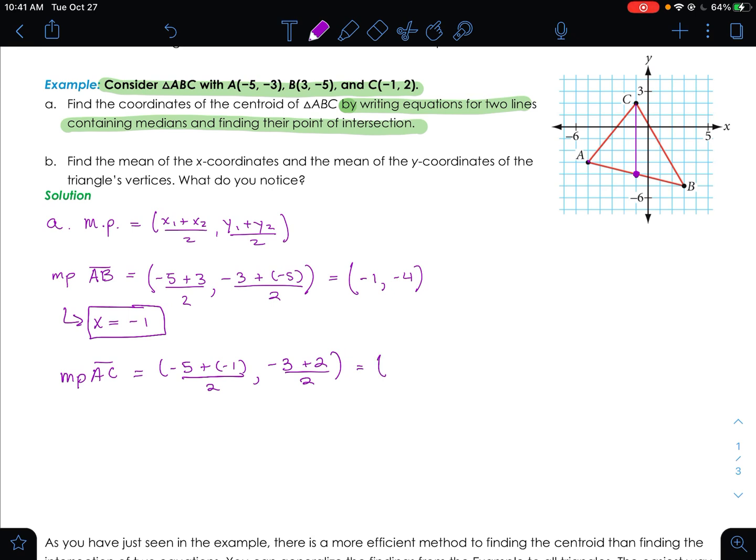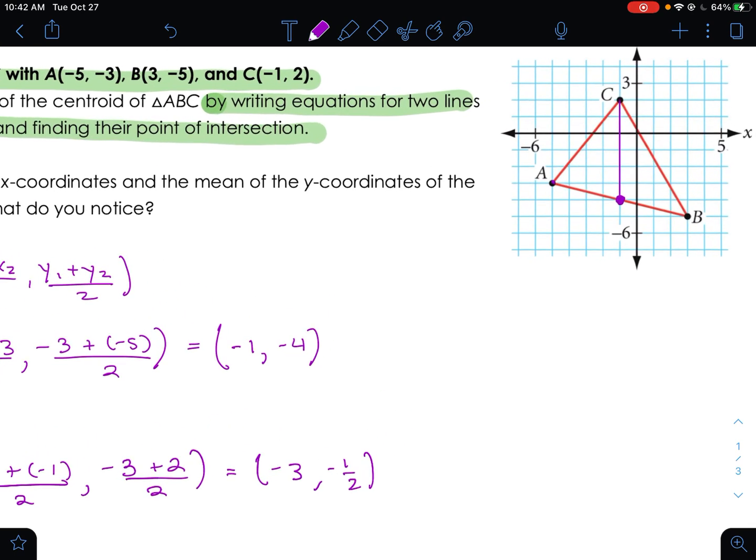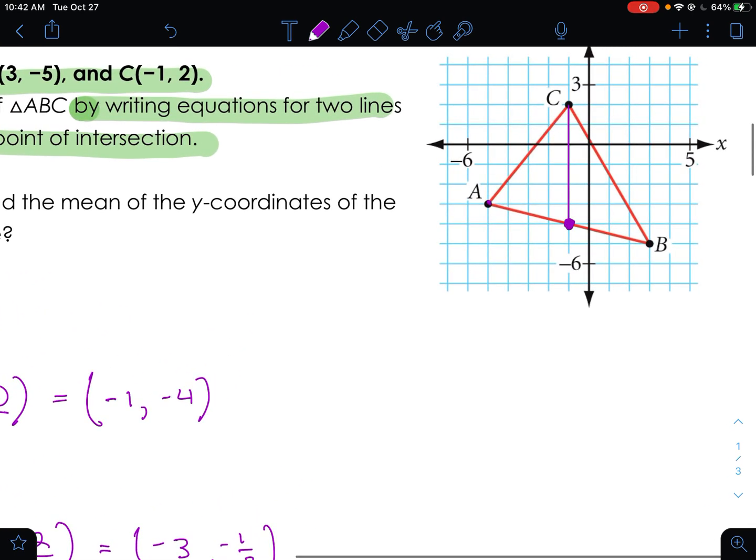So that would give us negative 5 plus negative 1 is negative 6. Negative 6 divided by 2 would be negative 3. And then we have negative 3 plus 2, that's negative 1. Negative 1 divided by 2 is negative 1/2. So if we come over here, we have our midpoint, negative 3, negative 1/2, right there. And so that median would go from that point to point B.